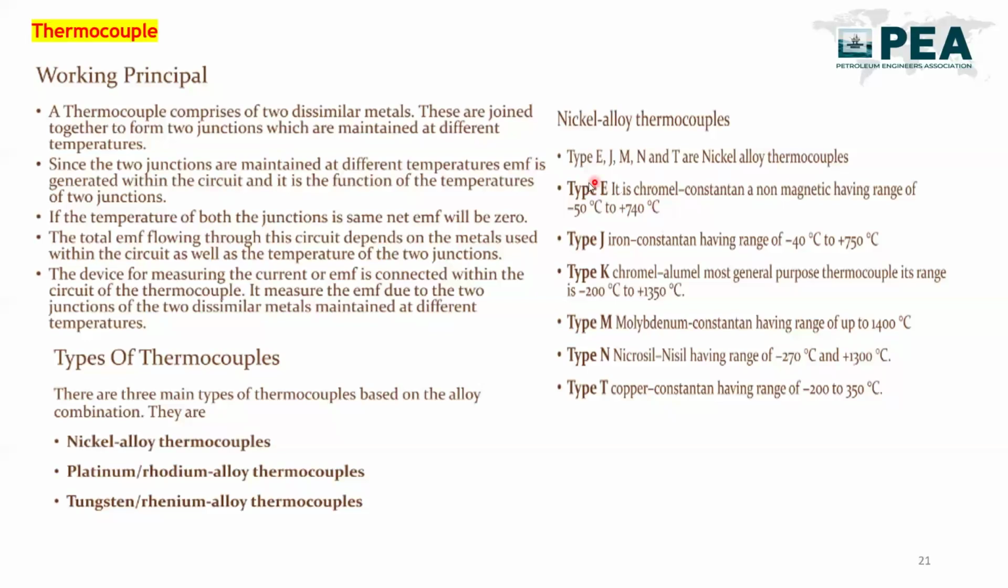Like if you talk about E type thermocouple, it has chromel constantan and is non-magnetic, having a range of minus 50 degrees Celsius to 740 degrees Celsius. Okay, J type has a different temperature range, K type, M type, N type and T type, all these thermocouples have different temperature ranges. So as per our temperature measurement requirement, we will go with the type of thermocouple which we need to select.